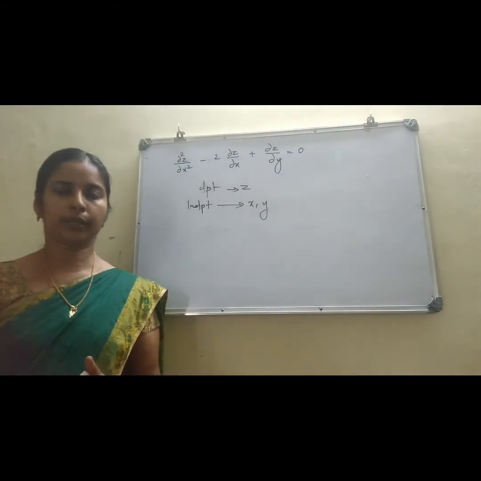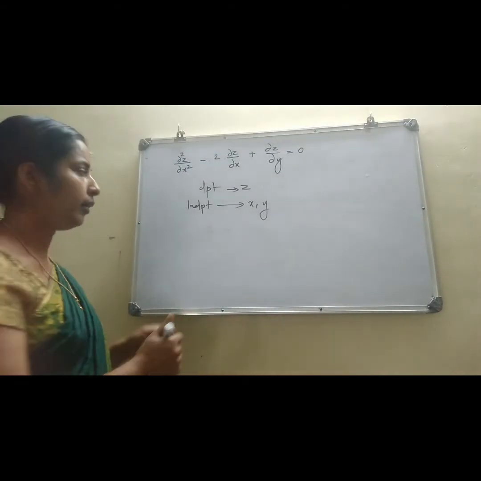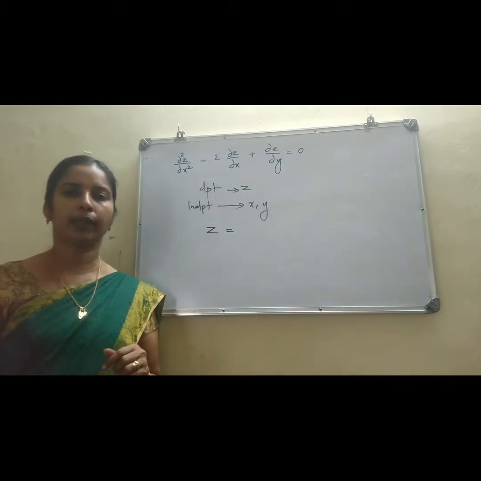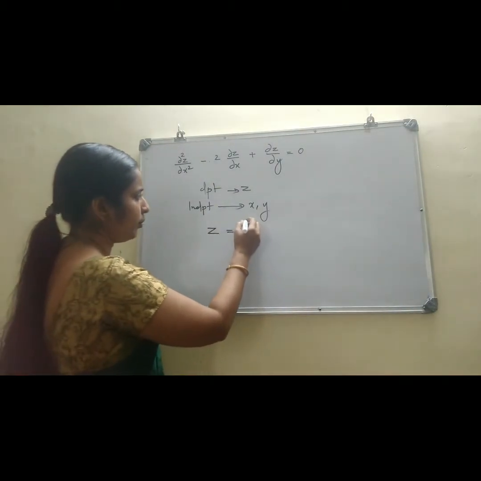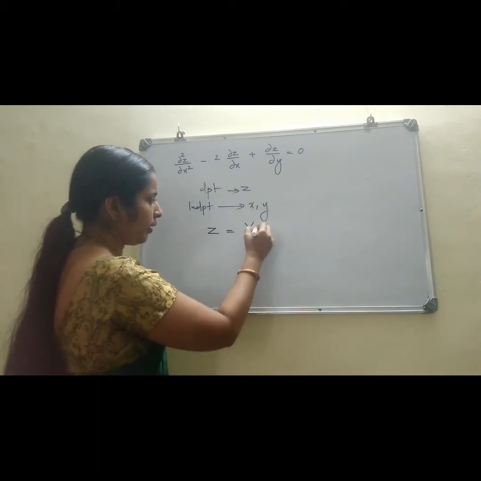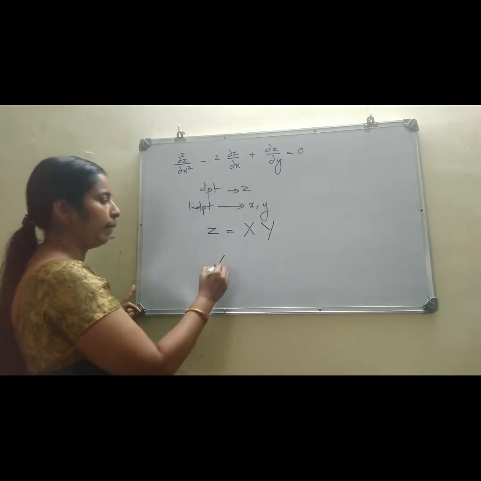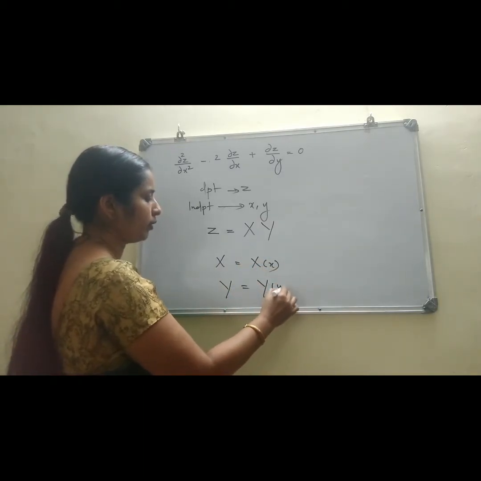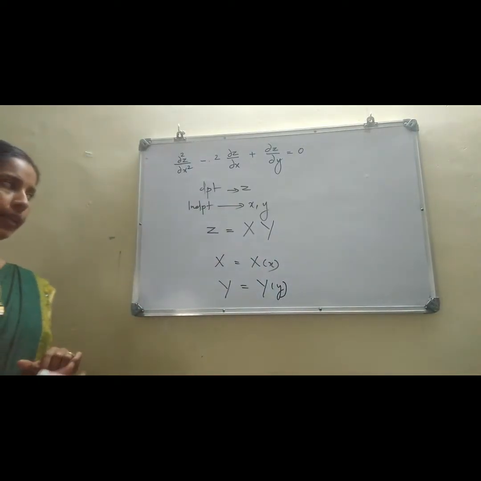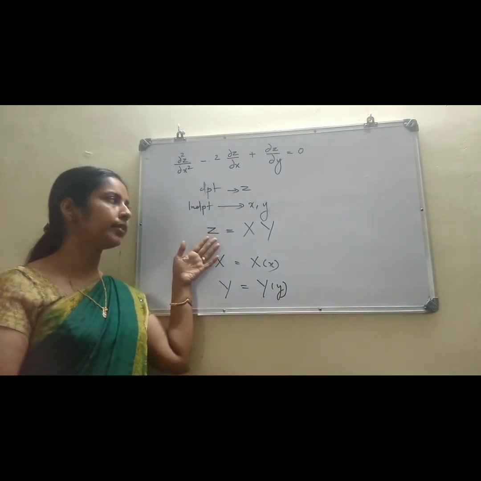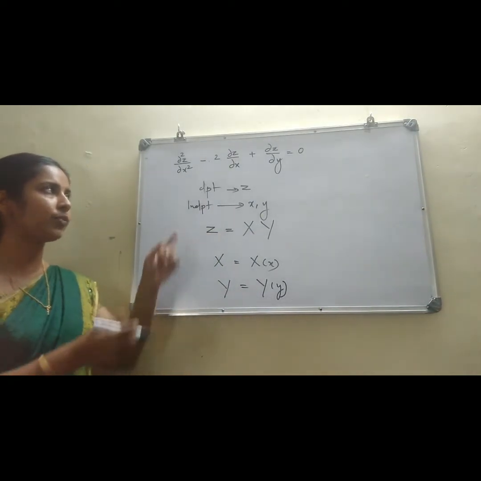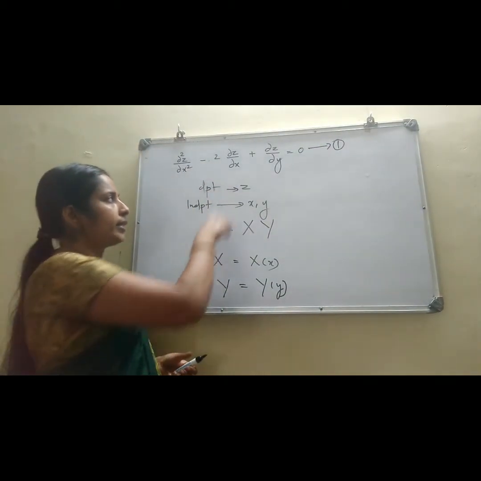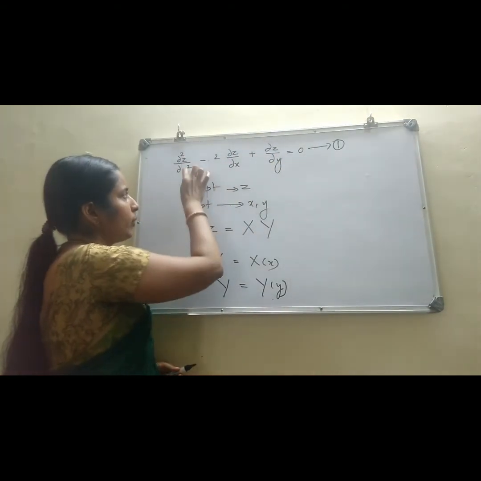We assume the solution as the dependent variable z equal to the product of functions of the independent variables. Here the independent variables are x and y, so assume z = XY, where capital X is a function of x alone and capital Y is a function of y alone. Next, our assumption is that z is a solution, so this solution satisfies the given equation. So you find ∂z/∂x, ∂z/∂y and ∂²z/∂x².